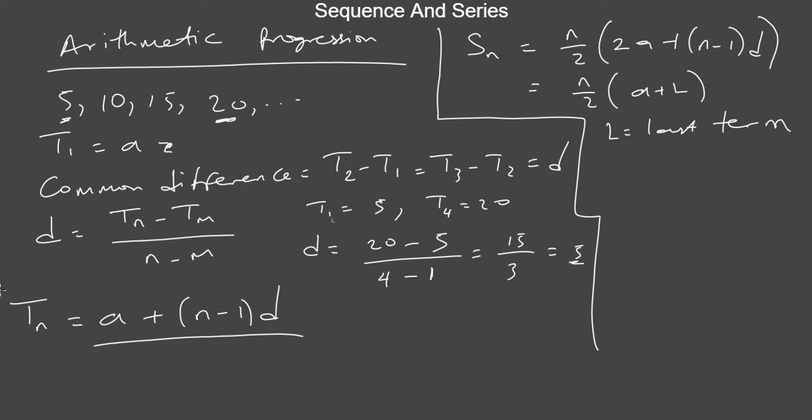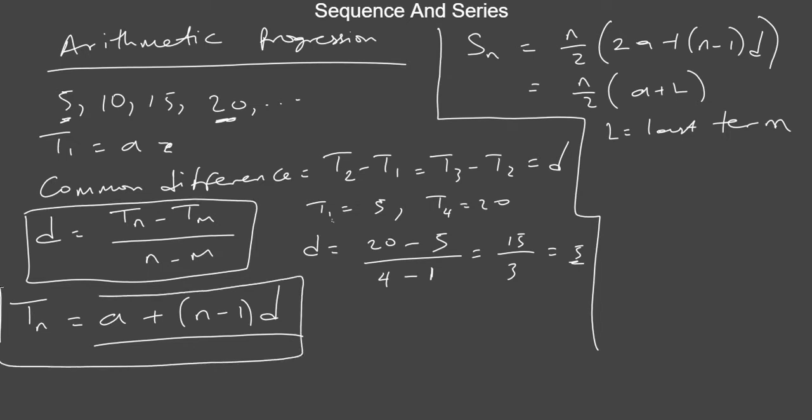So these are the three formulas you need to take note of: the formula for calculating the common difference, the formula for calculating the nth term, and the formula for calculating the sum of the terms in the sequence. We're going to look at some examples from past questions. But before we do that, I would like us to talk about the geometric progression. Then we'll look at some past questions. So let's talk about geometric progression.